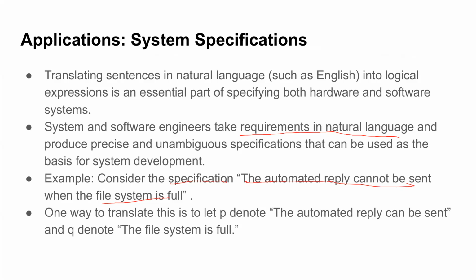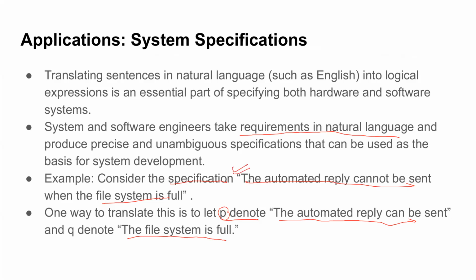Now if I want to change it into a logical expression, suppose I use these two connectives. I say let p denote the automated reply can be sent, and q denote the file system is full. So I have just broken down the sentence into two sub-sentences. Now using these two notations, can you tell me how can I represent this specification?